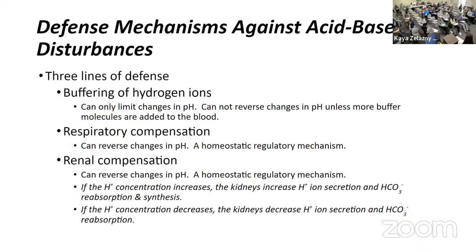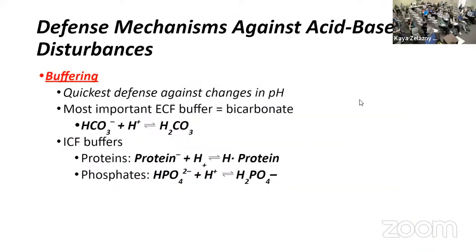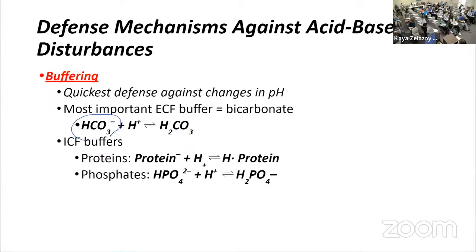Okay, so this is one of the main things that I want you to remember from today, right? This is a big summary. The rest of this is kind of explaining how that works, okay? For buffering, this is a quick defense against pH changes. The most important thing to remember that can buffer acidity in the blood, that can buffer hydrogen ions, that can regulate pH, is bicarbonate. This is an extracellular fluid buffer, meaning it's in your plasma, in your extracellular fluid. What happens is the bicarbonate grabs a hydrogen ion, and there we go. That hydrogen ion's no longer free and swimming around in the blood. Okay, so that's how it's buffering.